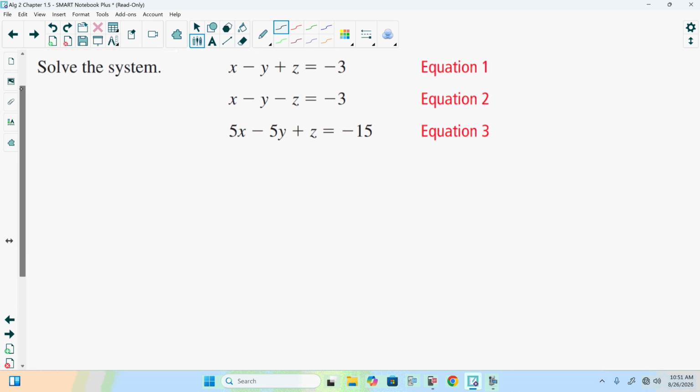x minus y plus z equals negative 3. x minus y minus z equals negative 3. 5x minus 5y plus z equals negative 15.